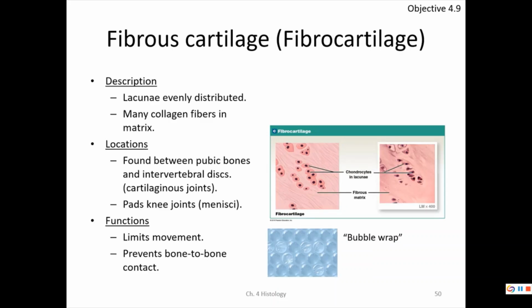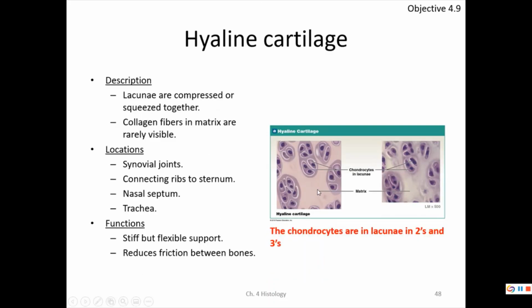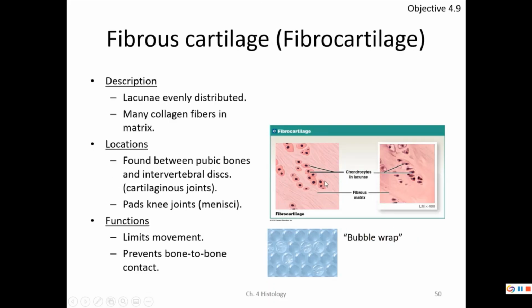Now, fibrous cartilage or fibrocartilage, you can see the fibers here as well. The cells tend to spread out a little bit more, and I see bubble wrap right here. Now, it will have fibrous matrix, and you can see these wisps of fibers there. There are many, many collagen fibers in the matrix. These are in the intervertebral discs and between the pubic bones and your meniscus. It's actually the pads of the knee joints called the menisci.